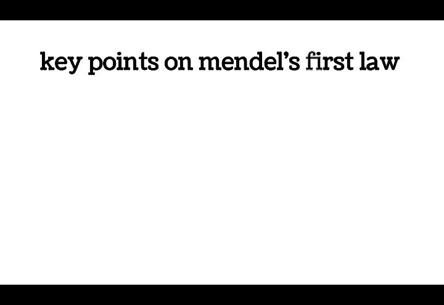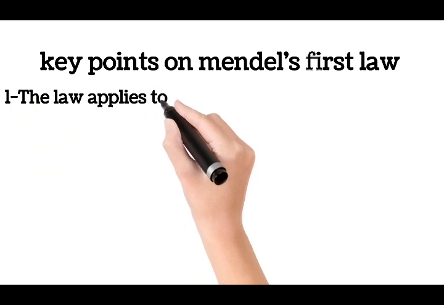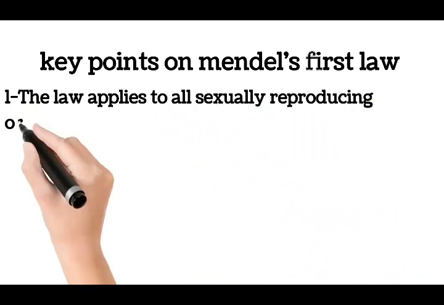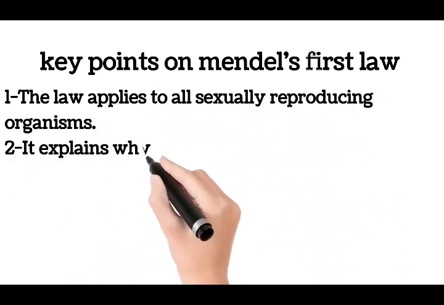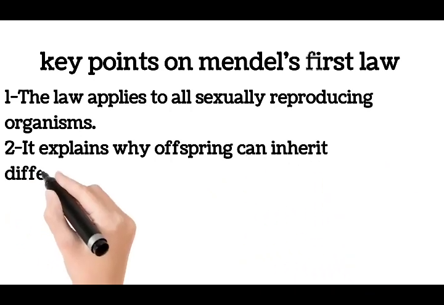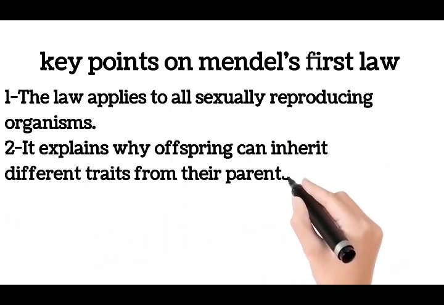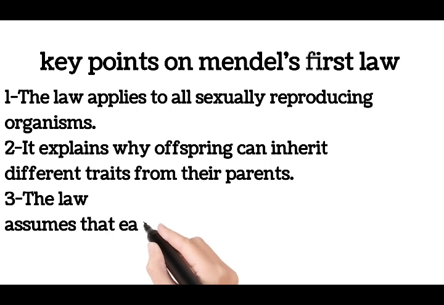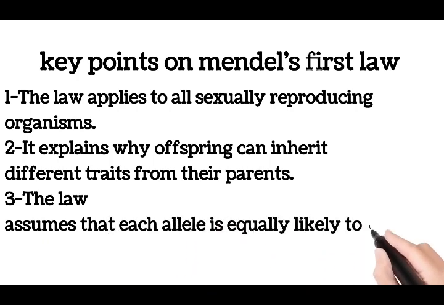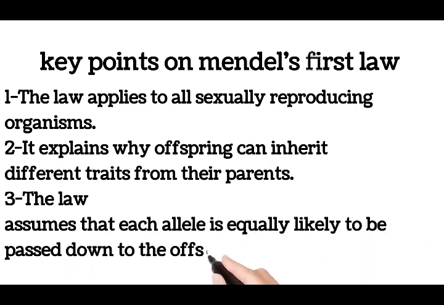Key points on Mendel's first law. The law applies to all sexually reproducing organisms. It explains why offspring can inherit different traits from their parents. The law assumes that each allele is equally likely to be passed down to the offspring.